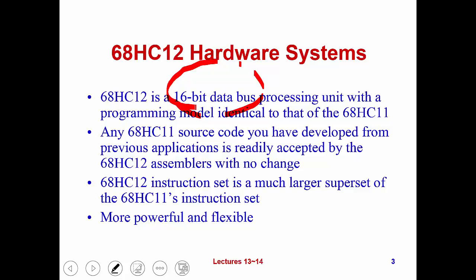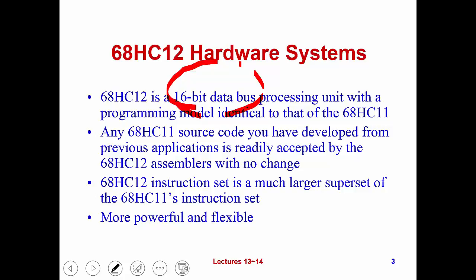However, the way we program is very similar, very identical to its previous version, the 68HC11. So the programming model is pretty much very identical. So any program we developed with the 68HC11 can still work with 68HC12 without any change.